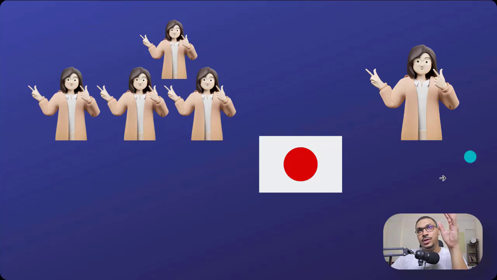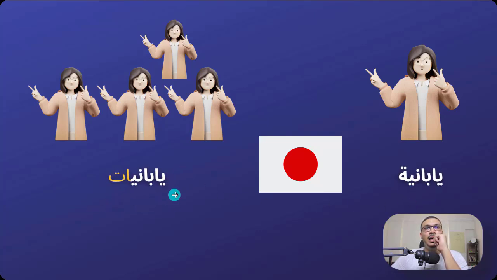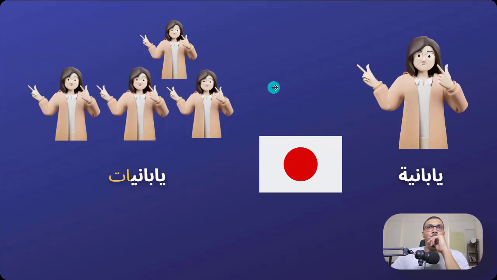Yabaniya. We have a nationality. Yabaniya. Yabaniyat. Yabaniya. Yabaniyat. دي يابانية. دول يابانيات. دي يابانية. دول يابانيات. Okay.